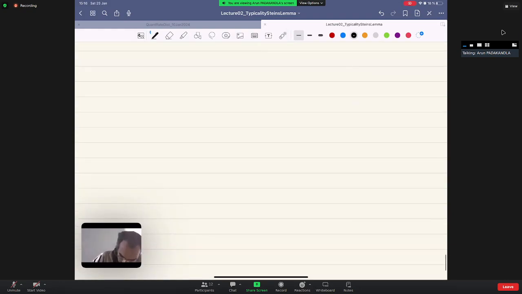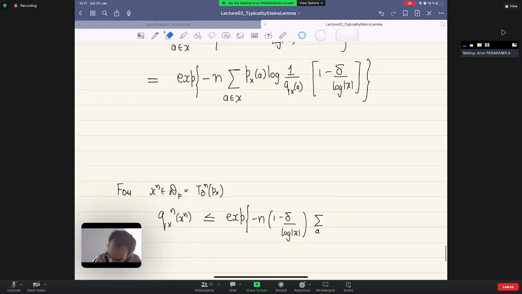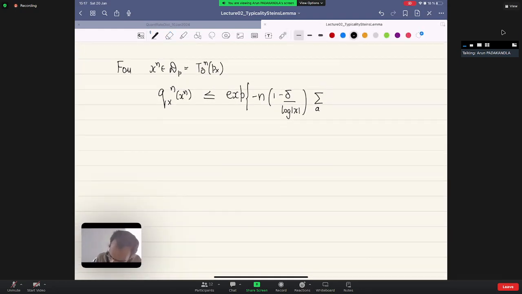So what do I have? For xn belonging to Dp, which is also T delta n px, qxn of xn is at most exp of minus n times summation, times 1 minus delta by log cardinality of X, px of a log 1 by qx of a.